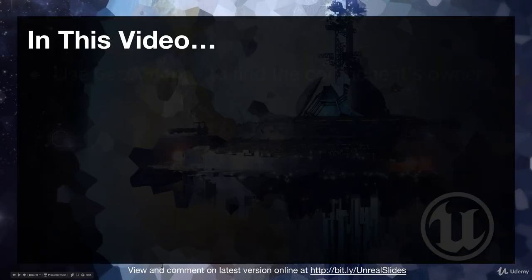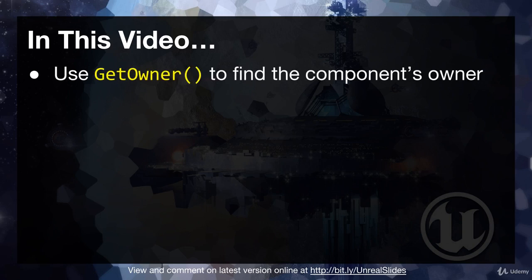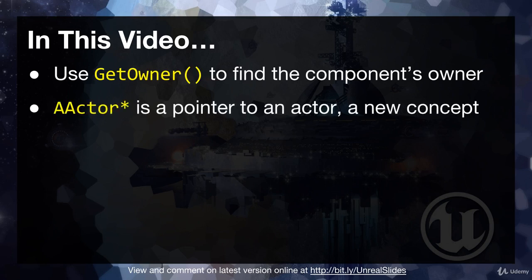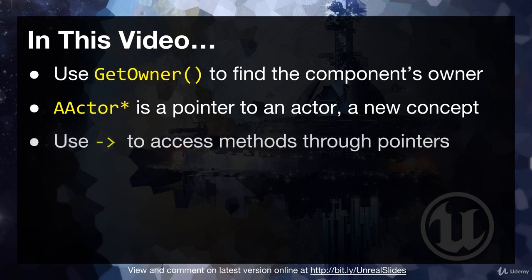Hey, so in this video, we're going to use getOwner to find the component's owner. So this script that's going to be reporting position, we're going to use getOwner to find out what object that's on. We're going to find out that star A actor is a pointer to an actor, and a pointer is a whole new concept, which you'll start to get used to. I won't fully define it here.